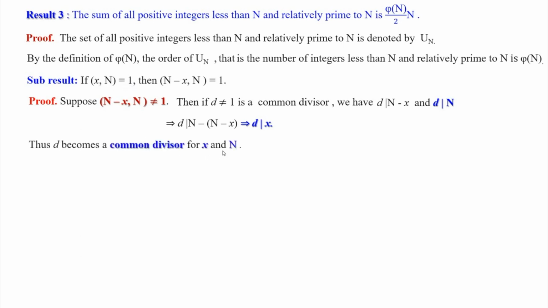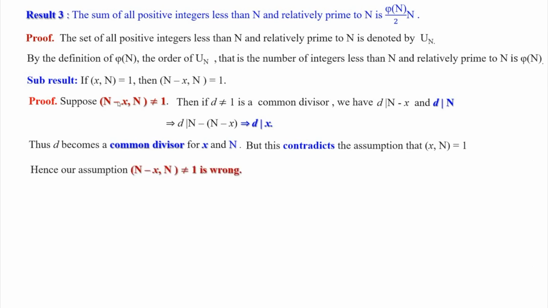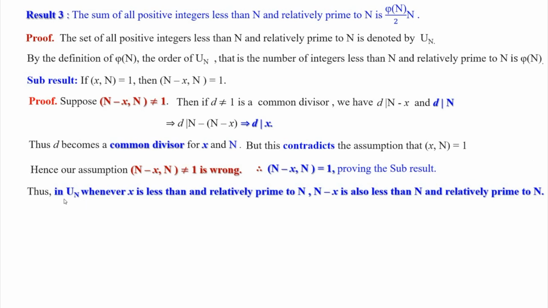So thus d becomes a common divisor for x and n. But this contradicts the assumption that x and n are relatively prime. So we conclude that our assumption is wrong, and that n minus x and n are also relatively prime, and that proves the sub-result. So thus in U_n, whenever x is less than and relatively prime to n, n minus x is also less than n and relatively prime to n. And not only that, when you add x and n minus x, that will result in n.